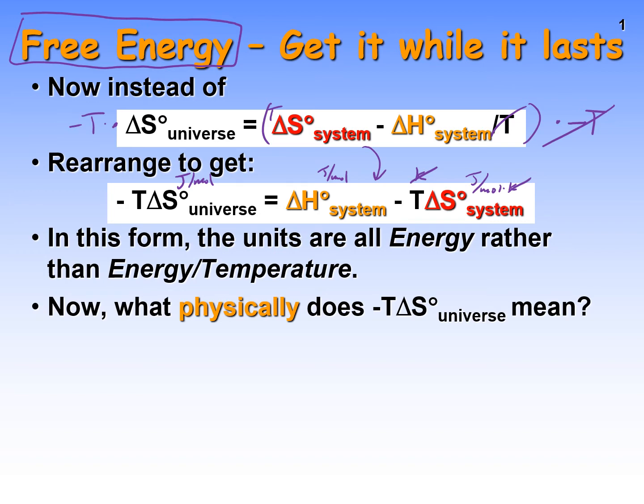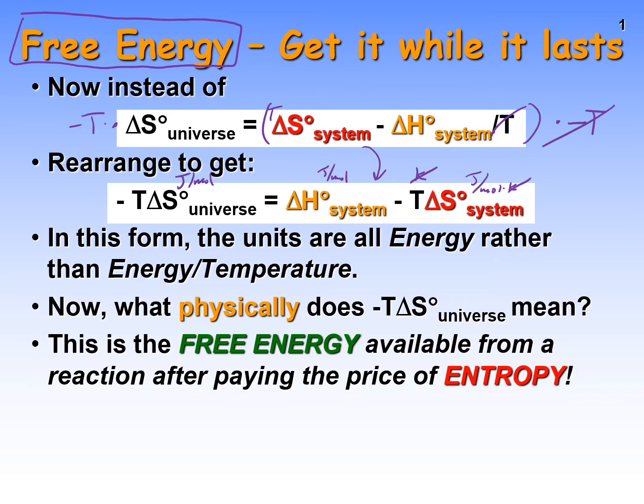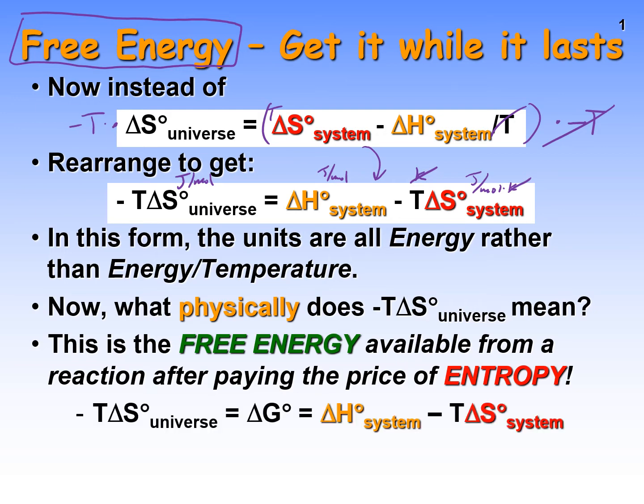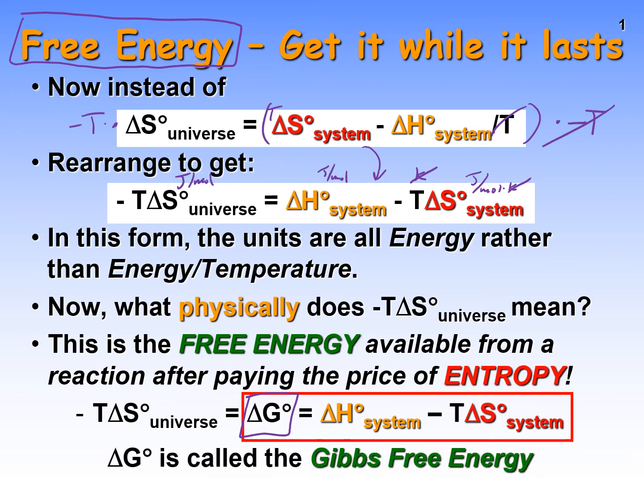Now, what does negative T delta S universe actually mean? It's defined as the free energy available after the reaction takes into account entropy. You can think of it as the energy that's left over and available to do work. Generally, instead of saying negative T delta S universe, we just call this delta G, or the Gibbs free energy for our system. Cool, so let's move on.